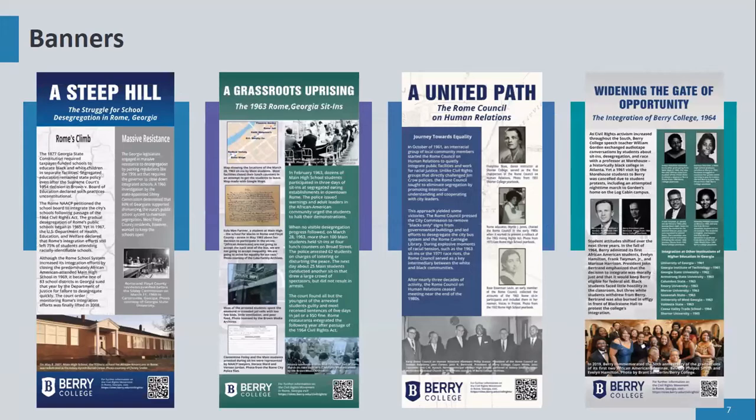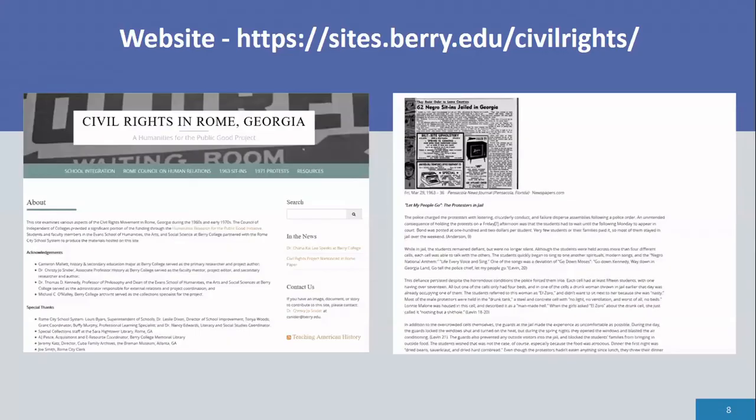Historical banners were created as a portable exhibit that can be circulated and displayed in schools and other public spaces. Also, as a work in progress, a website was created containing information resources that examine various aspects of the civil rights movement in Rome, Georgia during the 60s and early 1970s.